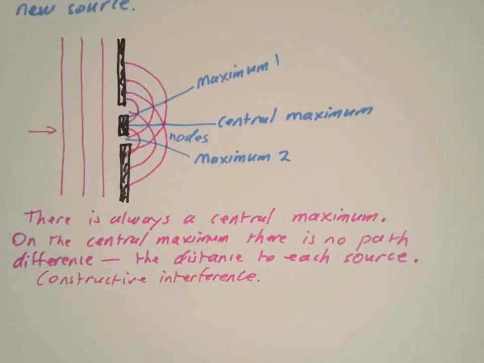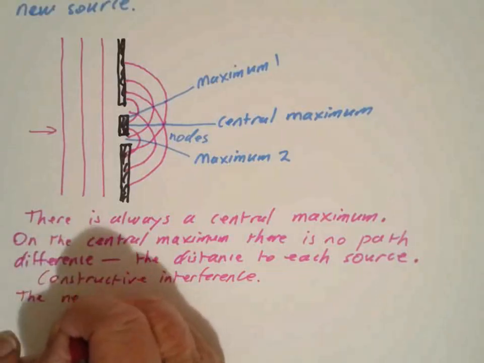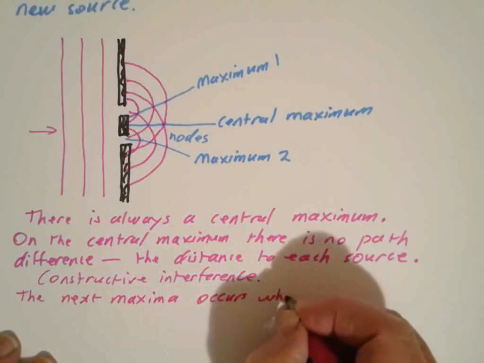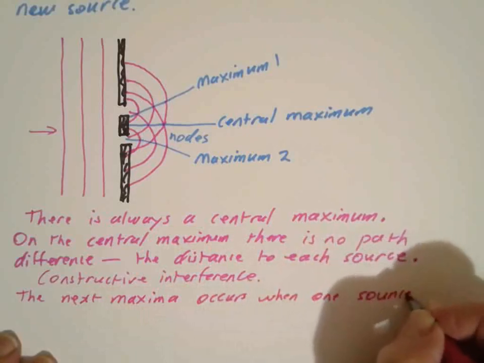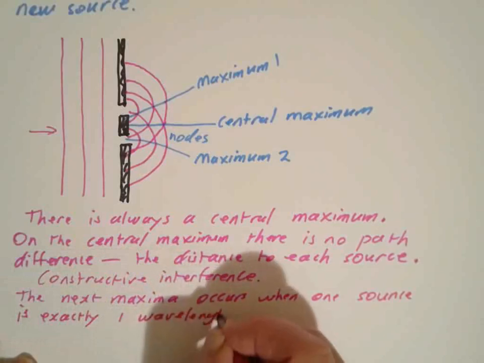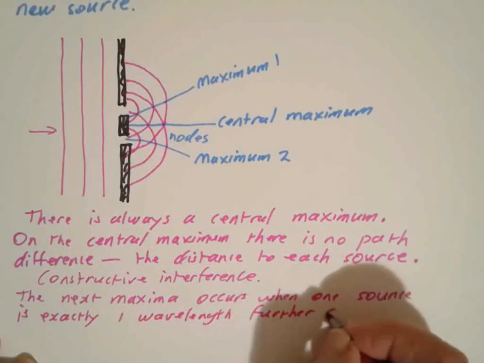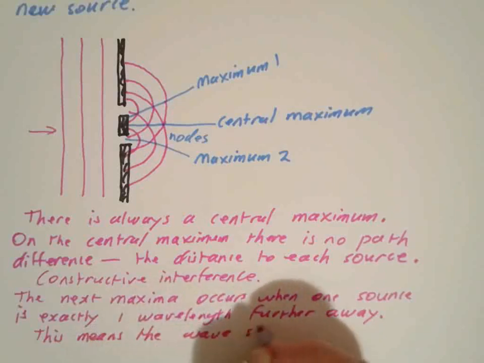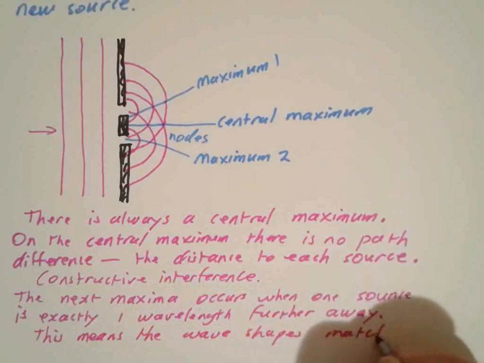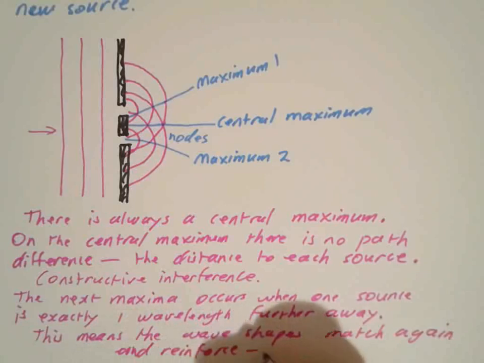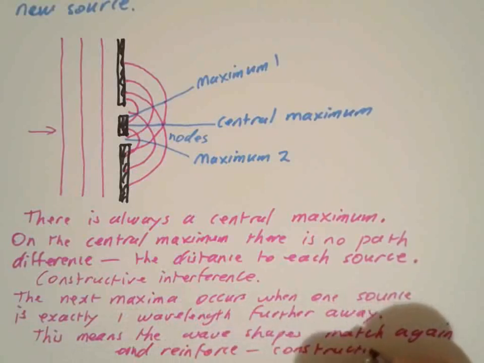We will squeeze in a little bit more on this page. The next maxima occurs when one source is exactly one wavelength further away, because this means the waves match again and reinforce, which is, of course, another name for constructive interference.